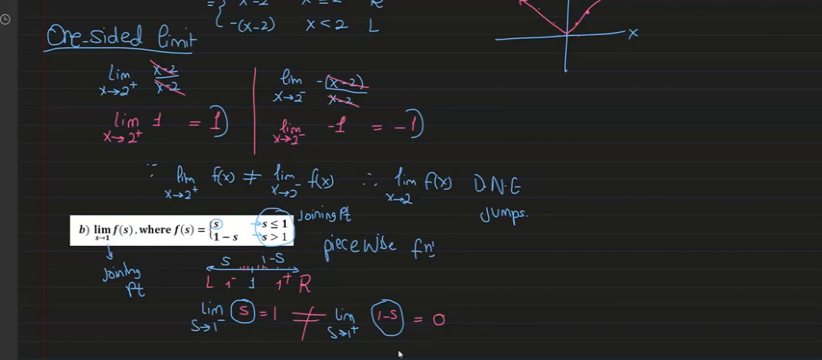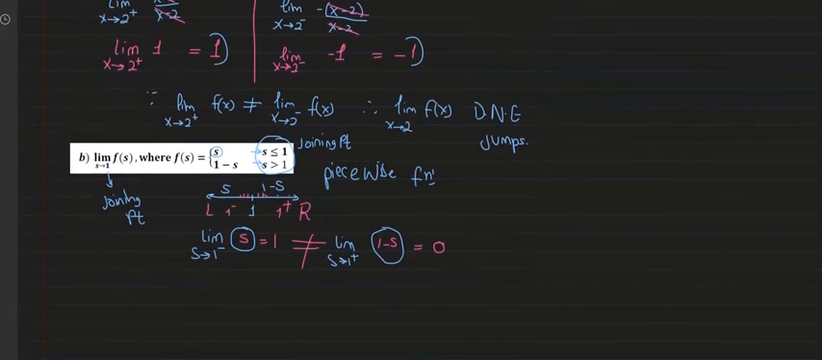Finally, they are not equal. Therefore, we directly decide that from the left of s equals 1, the function was approaching 1, but on the right the function is suddenly approaching 0, which is a different value, and it seems that there is a geometric jump that happened here. So we decide that the limit here does not exist.